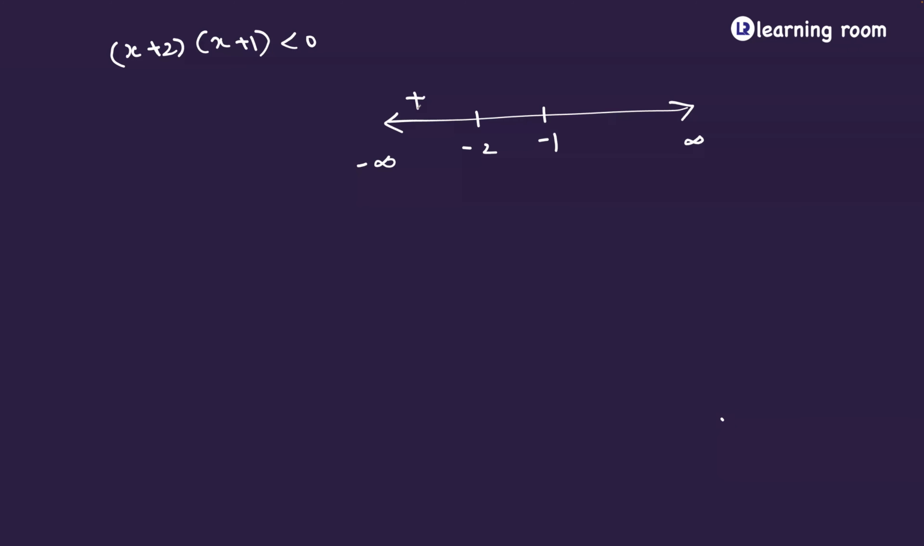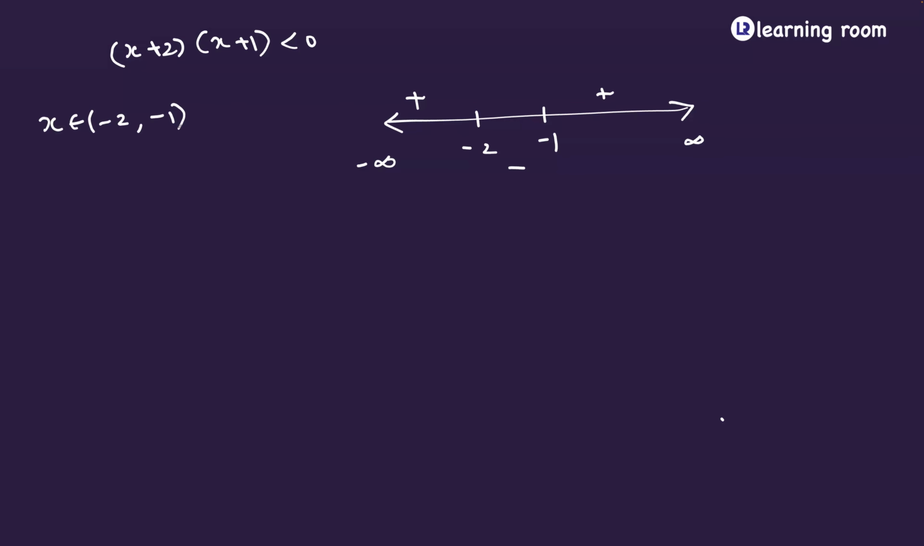Similarly, when you substitute a value greater than -1, take 0 into consideration. When you substitute 0, you will get a positive value. So here you are going to get a negative value, right? So that is why the combination of this is negative, which means x belongs to -2 to -1.